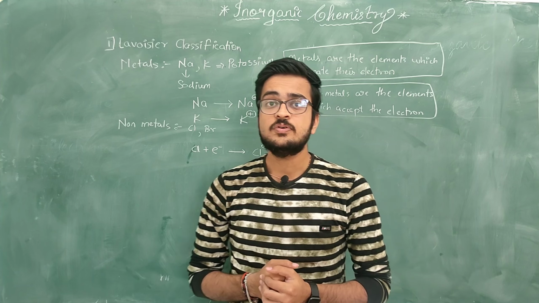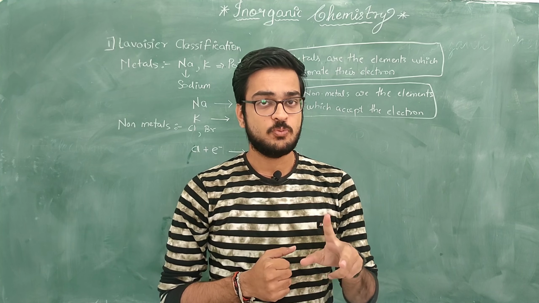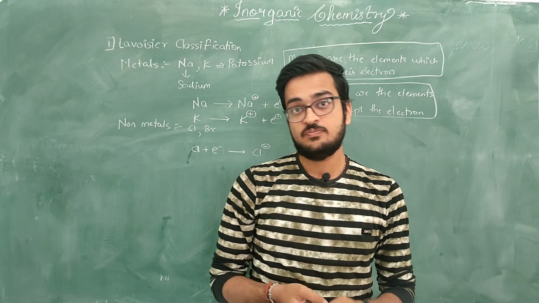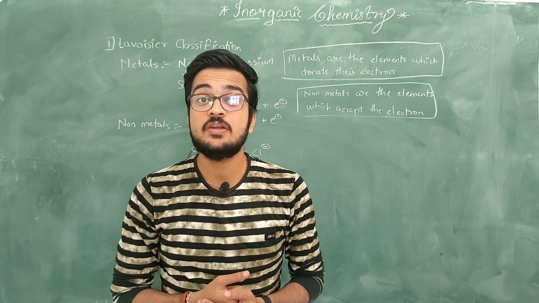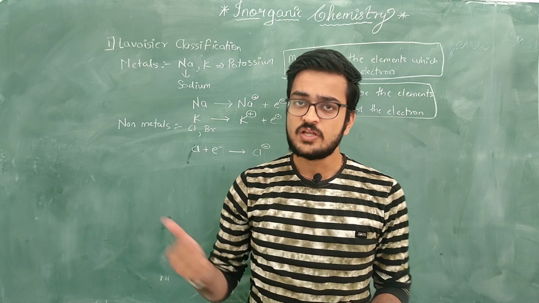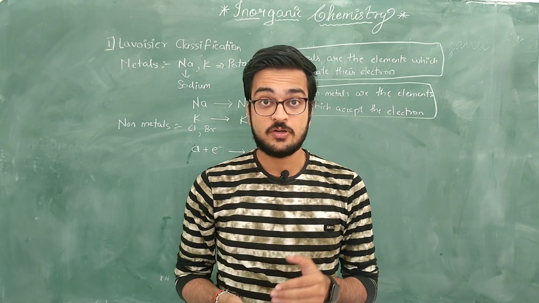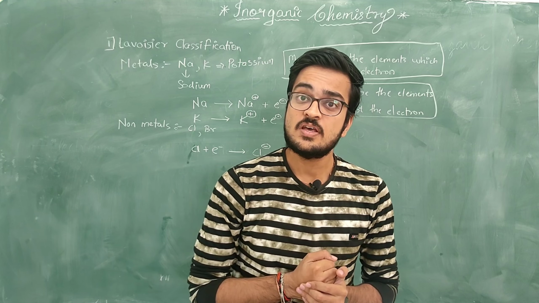First of all, there are some elements which show both the properties. Like in some conditions they may donate the electron, and in some conditions they may even accept the electron. So what will you call them, metals or non-metals? This was not clarified by Lavoisier, but now we know the clarification. They are known as metalloids.